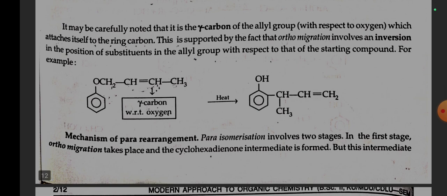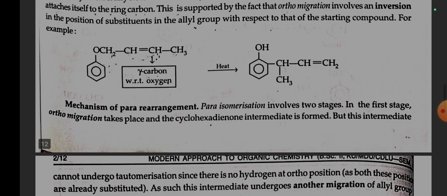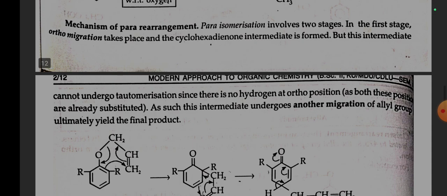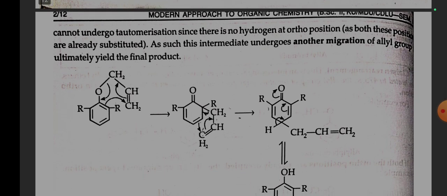This is supported by the fact that ortho migration involves an inversion in the position of substituents in the allyl group with respect to that of the starting compound. For example, mechanism of para rearrangement. Para rearrangement involves 2 stages. In the first stage, ortho migration takes place and cyclohexadienone intermediate is formed, but this intermediate cannot undergo tautomerization since there is no hydrogen at ortho position.